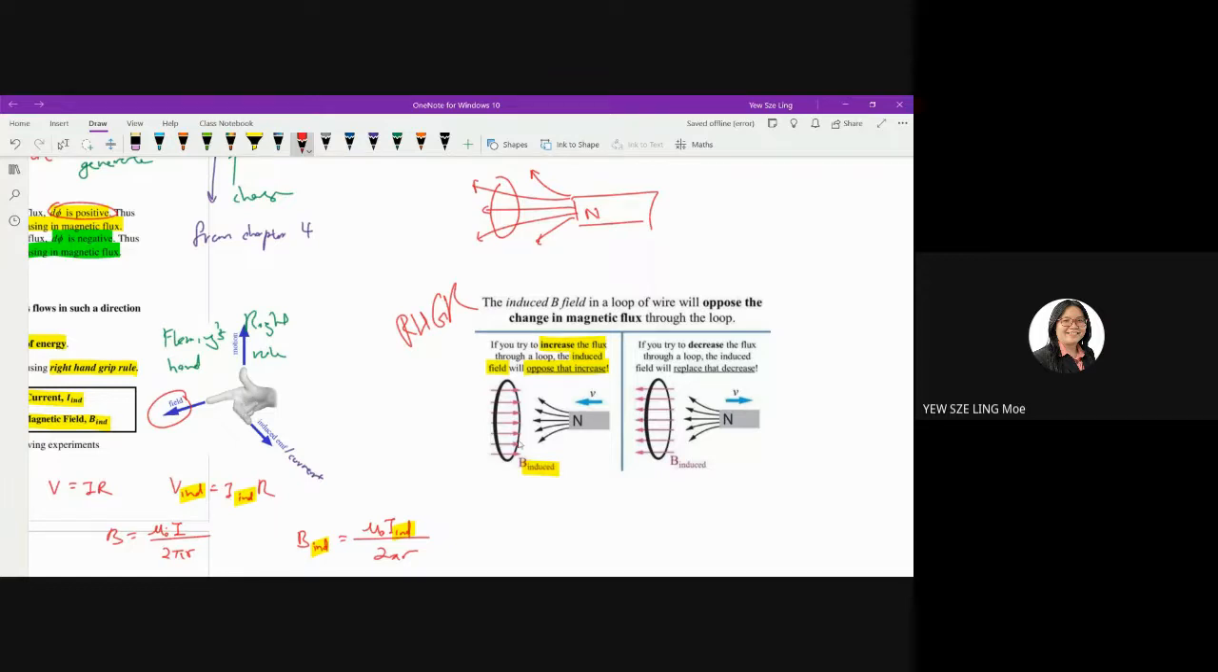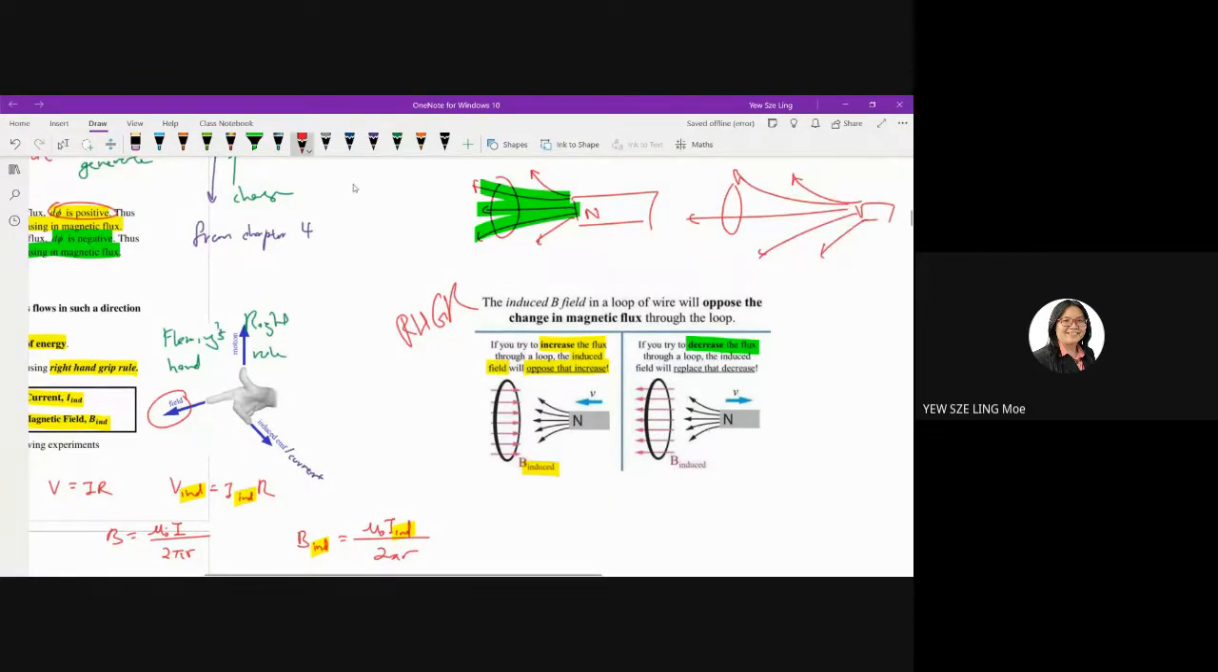Okay, so now if you look at the second case, if you try to decrease the flux, what does it mean? For example, just now I had 3 lines passing through the coil. Now I move this magnet away. When you pull this magnet away, fewer lines will be able to pass through the coil. Just now I had 3 lines, and maybe now you have just 1 line passing through it. The other lines are not passing through the coil anymore.